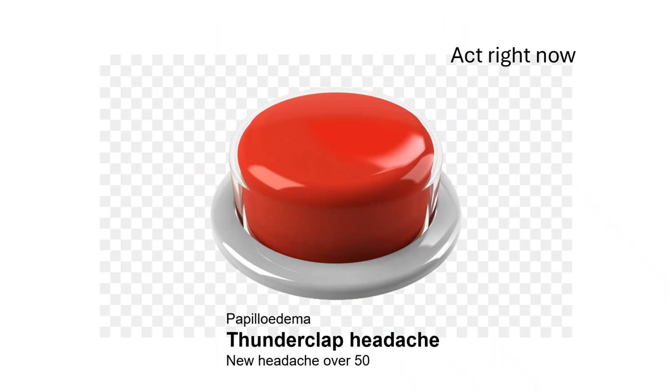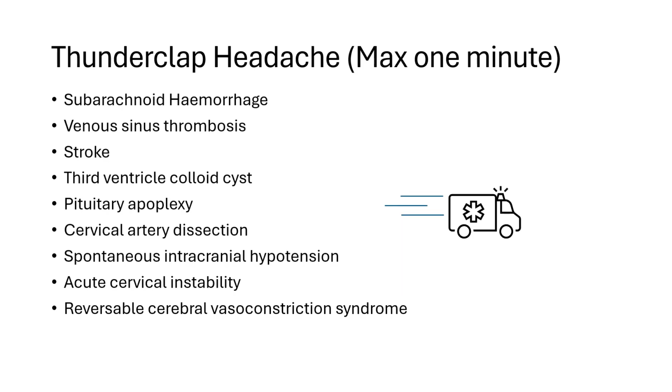So that's papilledema. Thunderclap headache is an important cause of a red button headache. This is a headache which is very severe, usually the worst headache they've ever had. Feels like they've been knocked on the back of the head with a baseball bat, rising to its maximum crescendo in 1 minute. Here are all the possible causes of thunderclap headache. At this stage, you needn't be too concerned with making a diagnosis, you just need to get them in.